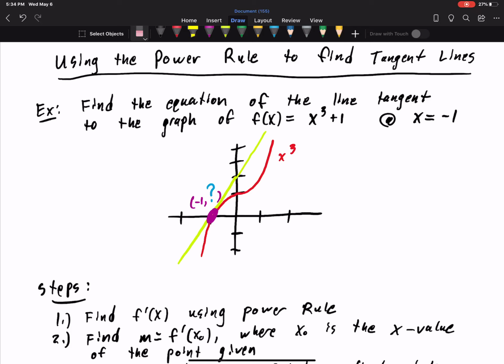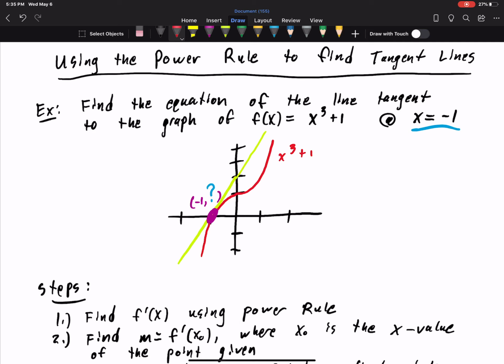Alright, so this example of using the power rule to find tangent lines is going to work very similarly to the last example, where we were only given an x value, but we were not given a y value. So here we're looking at the function x cubed plus 1, graphed below in red. We are given an x value of x equals minus 1, and we want to find the equation of the chartreuse tangent line at that point.